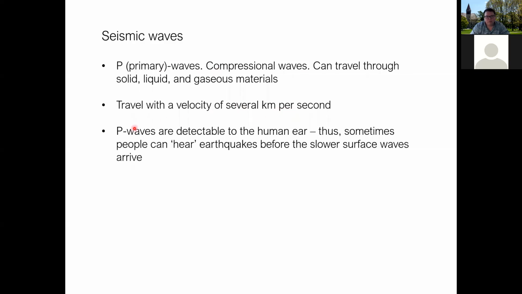And actually, P waves are detectable to the human ear. A lot of folks claim they could hear an earthquake before it happened, before they feel the earth, the seismic waves arriving.